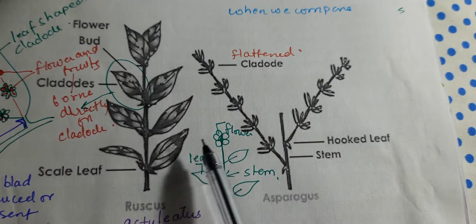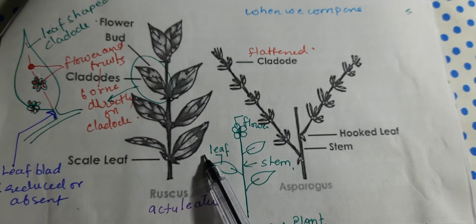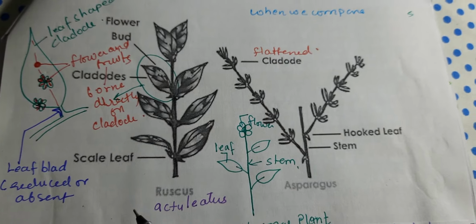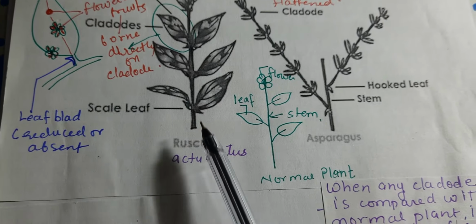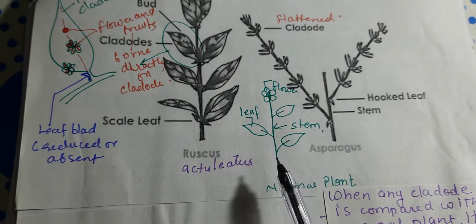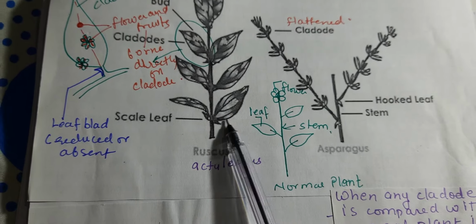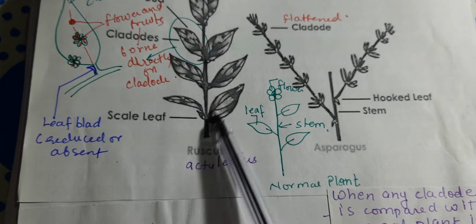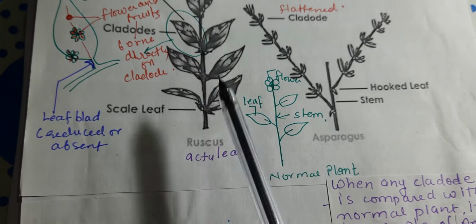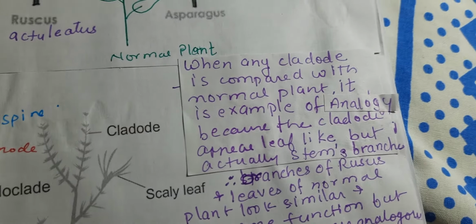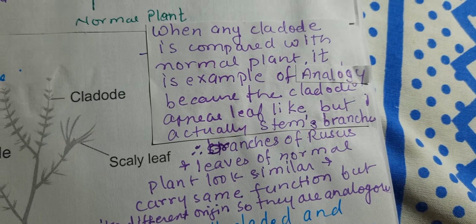Their shape is different. The shape of the cladode is different. Here it is leaf-shaped, it is flattened, but their origin is the same, and their function is also the same. So we are not comparing them, but we are comparing the cladode with the normal plant. The normal plant has the leaf, but here the modified stem is called a cladode. So this is not a leaf, it looks like a leaf, and it also performs the function of a leaf, that is photosynthesis, but this is a stem.